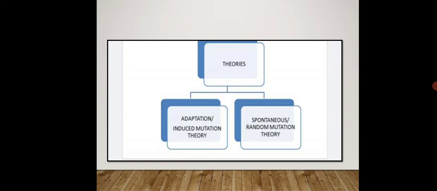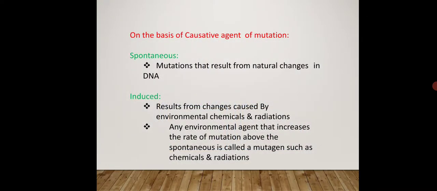The two theories are being developed by the scientists. One is induced mutation theory, which is also called adaptation mutation theory, and second is spontaneous or random mutation theory. Spontaneous mutations are the mutations which occur from the natural changes in the DNA. Already we have seen these terms in our previous lectures. What is spontaneous mutation? What is induced mutation?